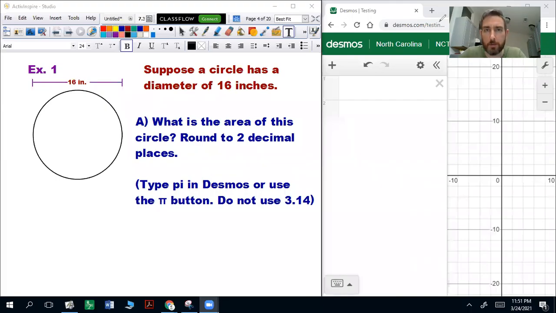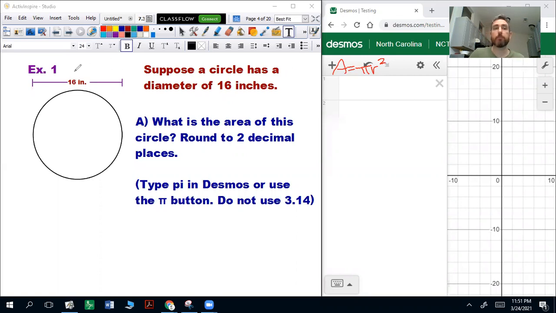This question is going to go over some area formulas of a circle. The area formula of a circle is pi r squared. I'm going to write that down right here: A equals pi r squared. We're going to use that formula to calculate area.